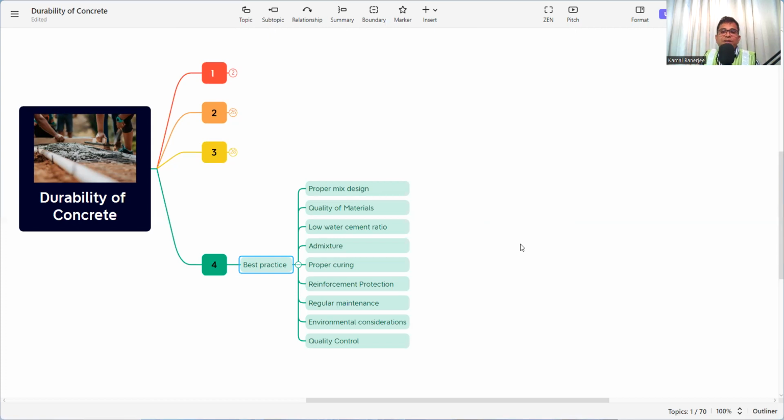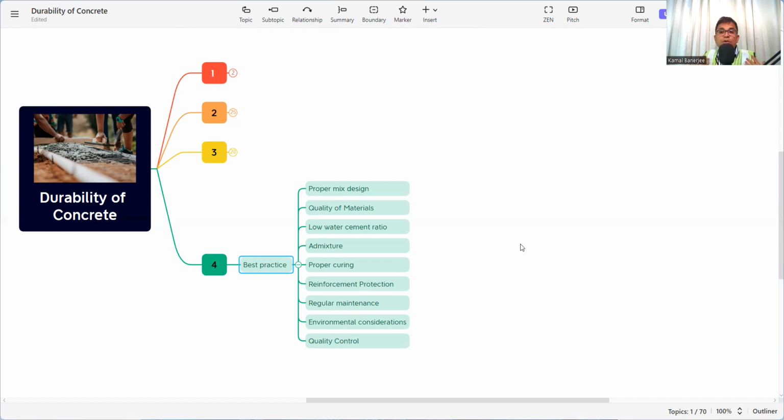Then the water cement ratio. The water cement ratio, which you have already discussed, should be minimum optimal, neither more nor less, so that the cement and the water can react together and make a hardened paste, and there will be no excess water inside the concrete. Then admixture is a foreign material, so admixture quality and quantity must be measured as per the requirement. Then proper curing, reinforcement protection, regular maintenance.